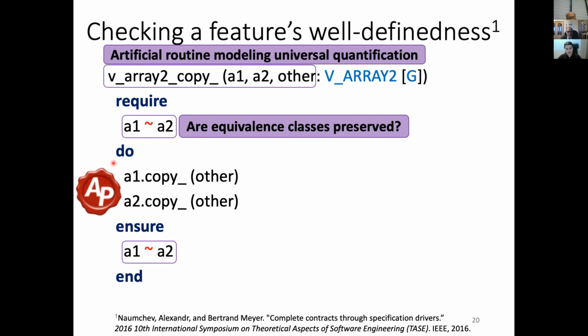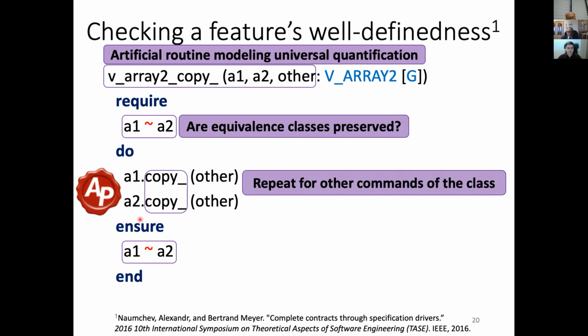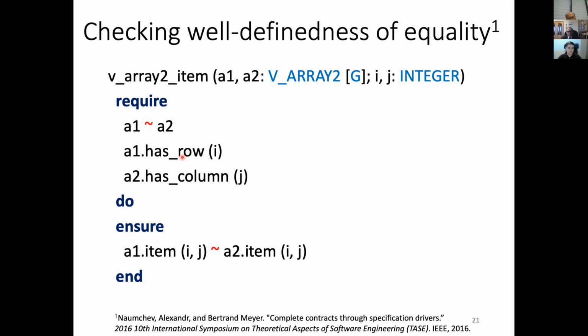And if this whole artificial routine passes verification by AutoProof, this means that the contract of copy is well defined with respect to the equivalence definition, which can be redefined, and we need to make sure that it's adequate. This technique should be repeated for other commands of the class that change the state, and for other classes in the library.